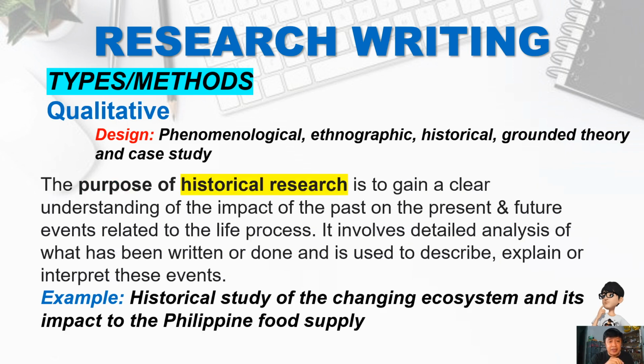Okay, the next one under qualitative is historical research. So the purpose of historical research is to gain a clear understanding of the impact of the past on the present and hopefully on future events related to the life process that is being investigated. It involves detailed analysis of what has been written or done by this particular person or the focus of the historical writing, and is used to describe, explain, or interpret these events. So an example of this historical research is a historical study of the changing ecosystem and its impact on the Philippine food supply.